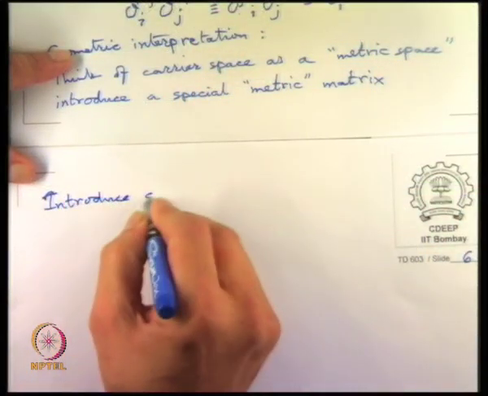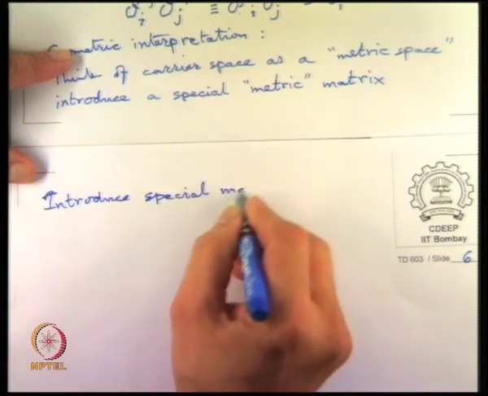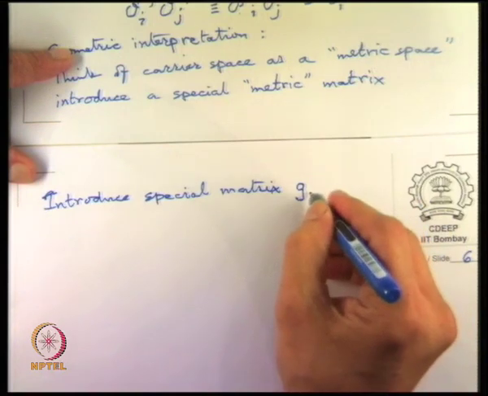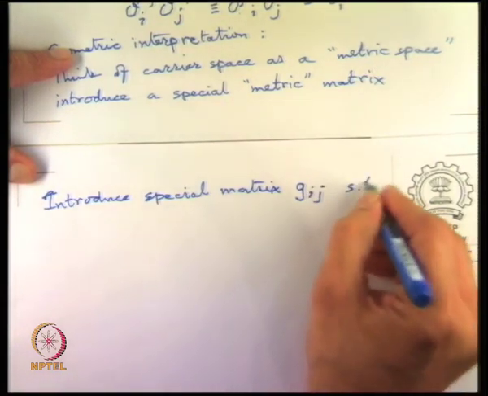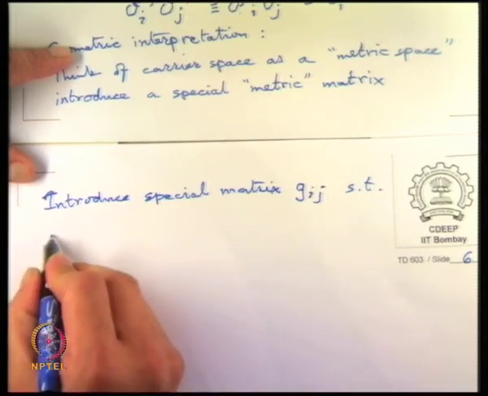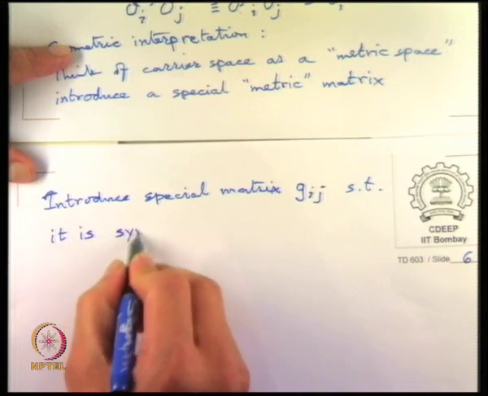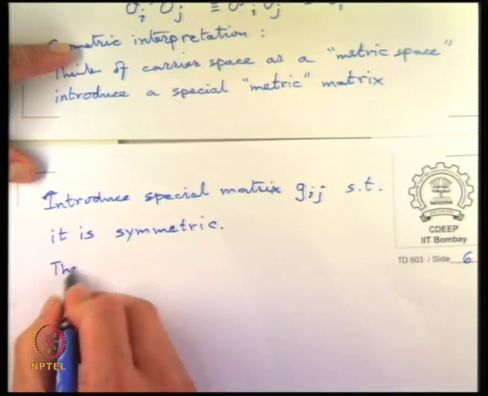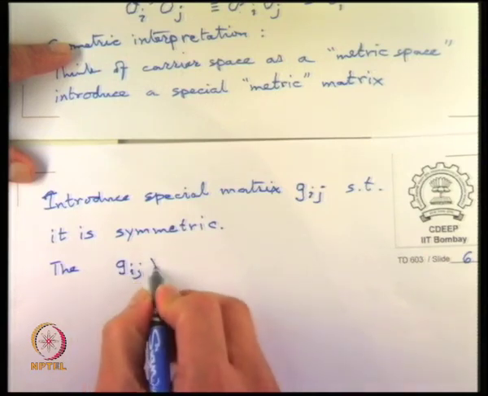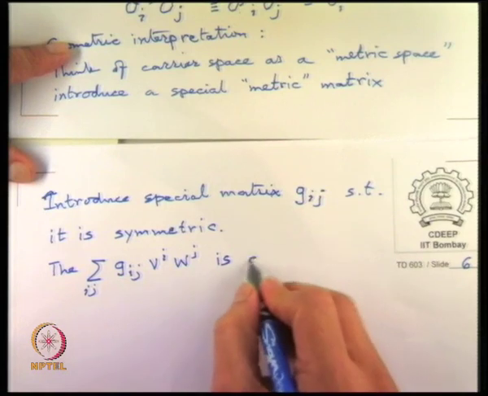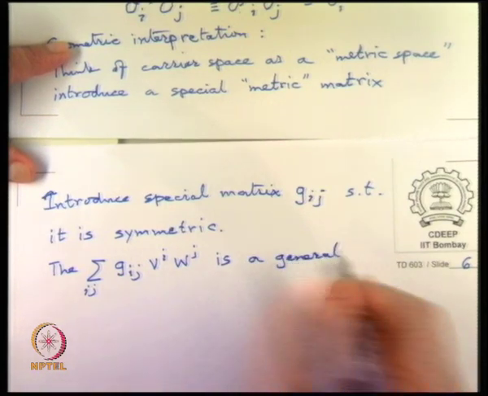So, introduce a special matrix G, let us call it Gij, such that it is symmetric. Then Gij Vi Wj with summation over i, j is a general bilinear form, okay.